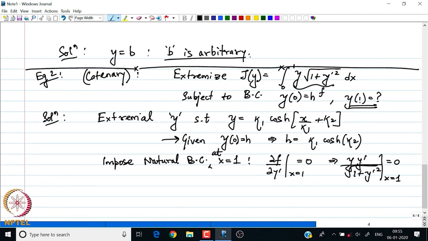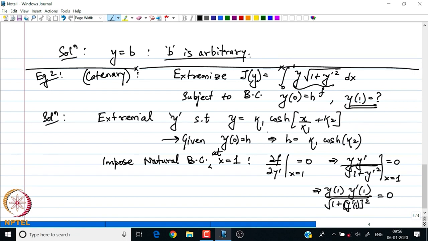We already have the result for y. We just plug it into this condition, and the condition we get is the following: y of 1 times y prime of 1 divided by the square root of 1 plus y prime of 1 squared is equal to 0. Certainly note that we are dealing with cosine hyperbolic functions. We do not expect the slope at any point for the cosine hyperbolic function to go to 0 except at the minimum point.